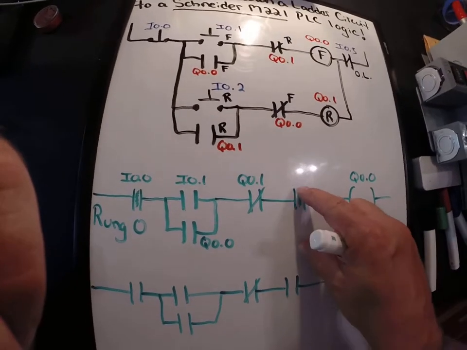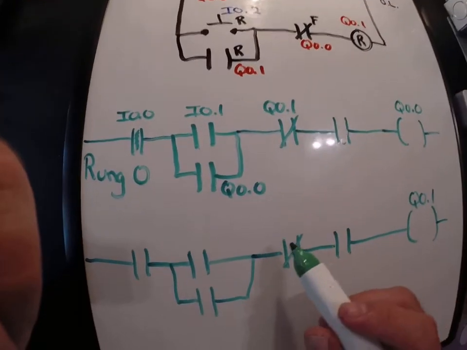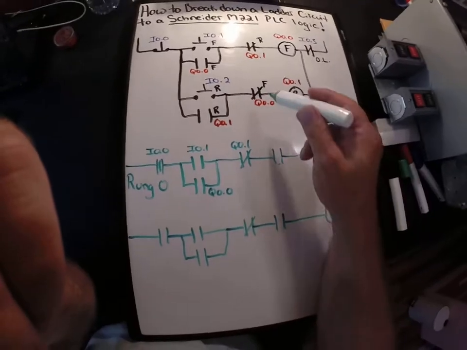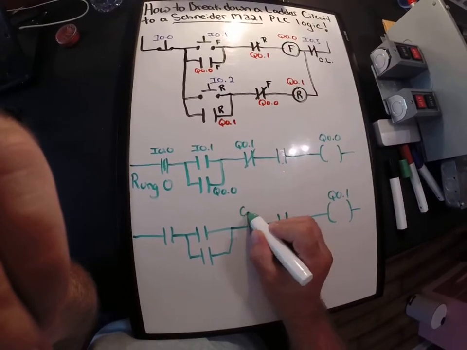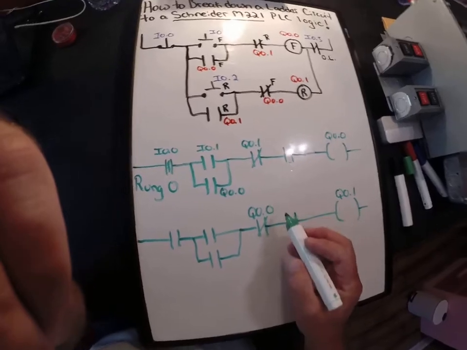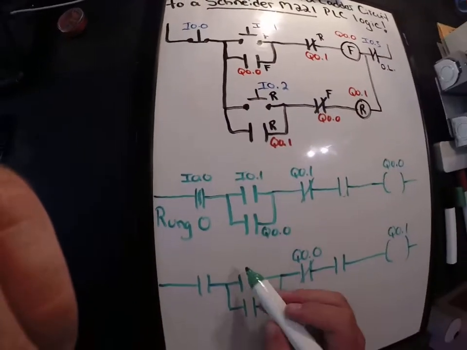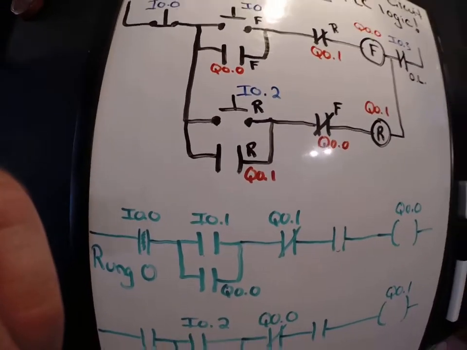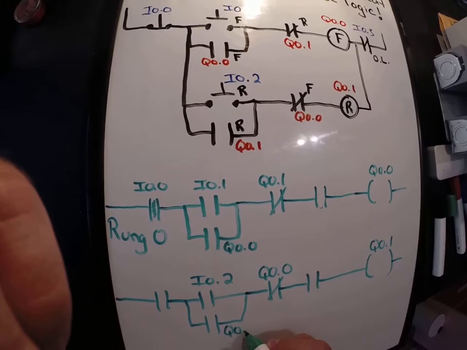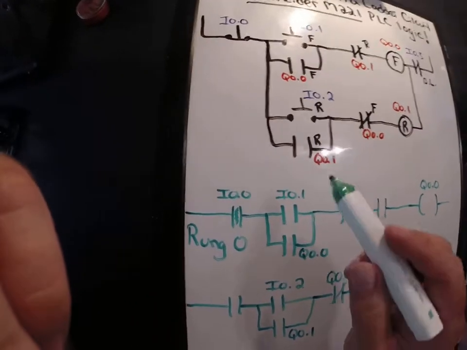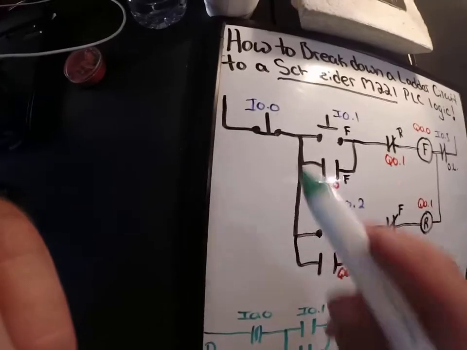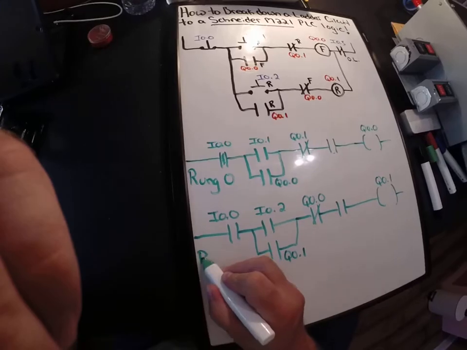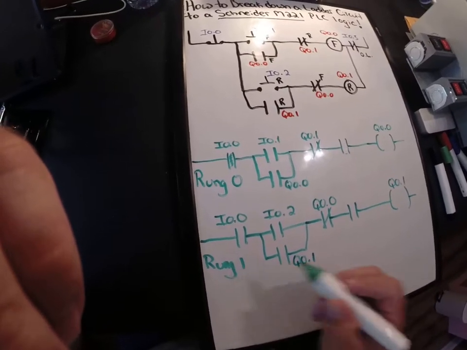We'll get back to this in a second. Let me unshade that. This is Q0.0. So remember, that's that interlock. Q0.0. We come back over here. This is input 2. This contact is controlled by coil Q0.1. And then last but not least, the stop is still input 0, input 0.0. And this would be rung number 1.